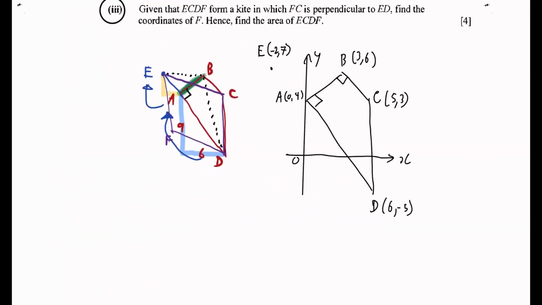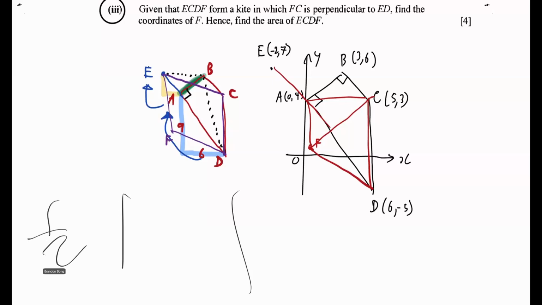Okay, so anyways, what do we want? We want the point F, right? So probably somewhere on the graph, maybe here. Roughly, it's not accurate. E, C, D, and point F there. So what other hints did they give us? FC is perpendicular to ED. Ah, very good. So that means that these two lines are perpendicular. Then you want to find the area of ECDF. So you find point F first, then you use the shoelace formula. So let's think about it.